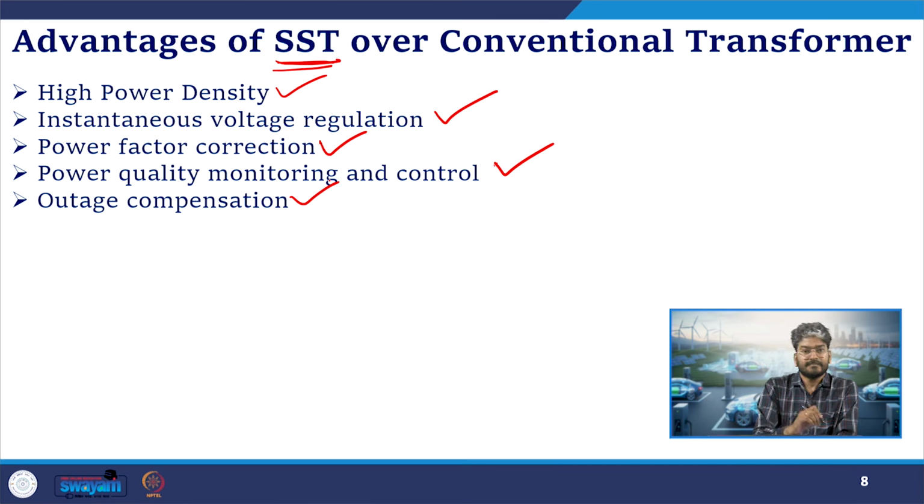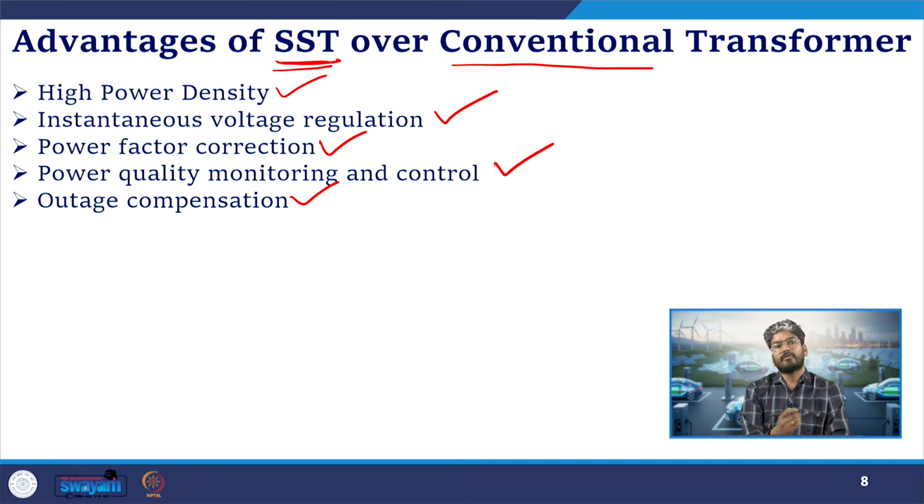Outage compensation. Suppose the primary side or secondary side has been disconnected due to some fault. At that time, what is the operation of the conventional transformer? We do not have any scope of generating reactive power or supporting the grid with reactive power whenever there is a fault.